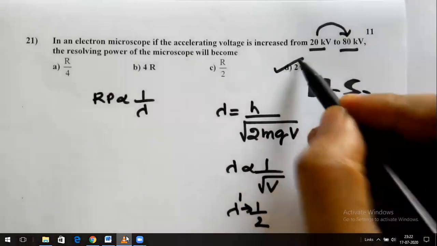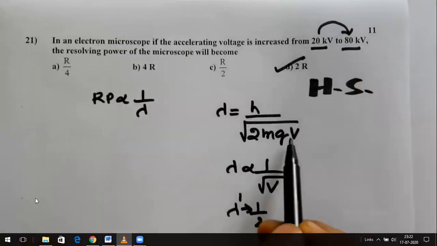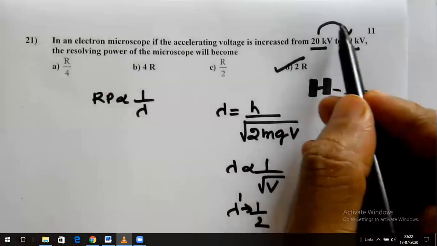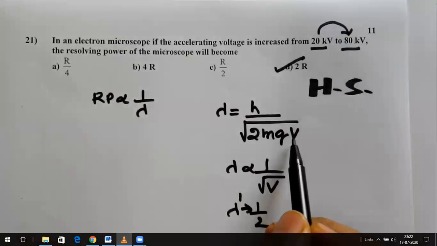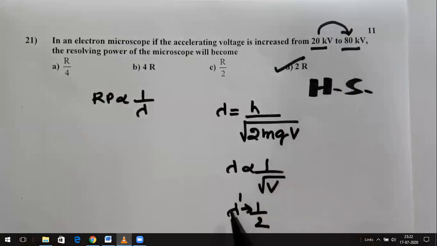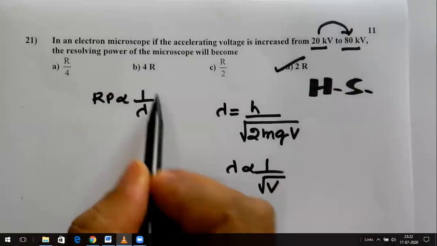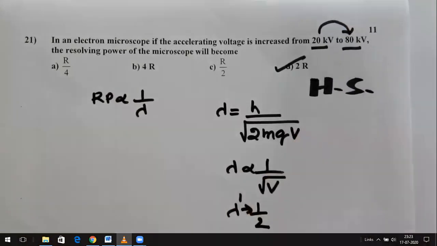So this should be the answer. De Broglie wavelength is inversely proportional to square root of potential, but potential is made 4 times now. So the new case will have 4 times more potential, which will give you half of the de Broglie wavelength as earlier. And when the de Broglie wavelength is made half, 2 comes to the numerator, resolving power gets doubled. Option D.